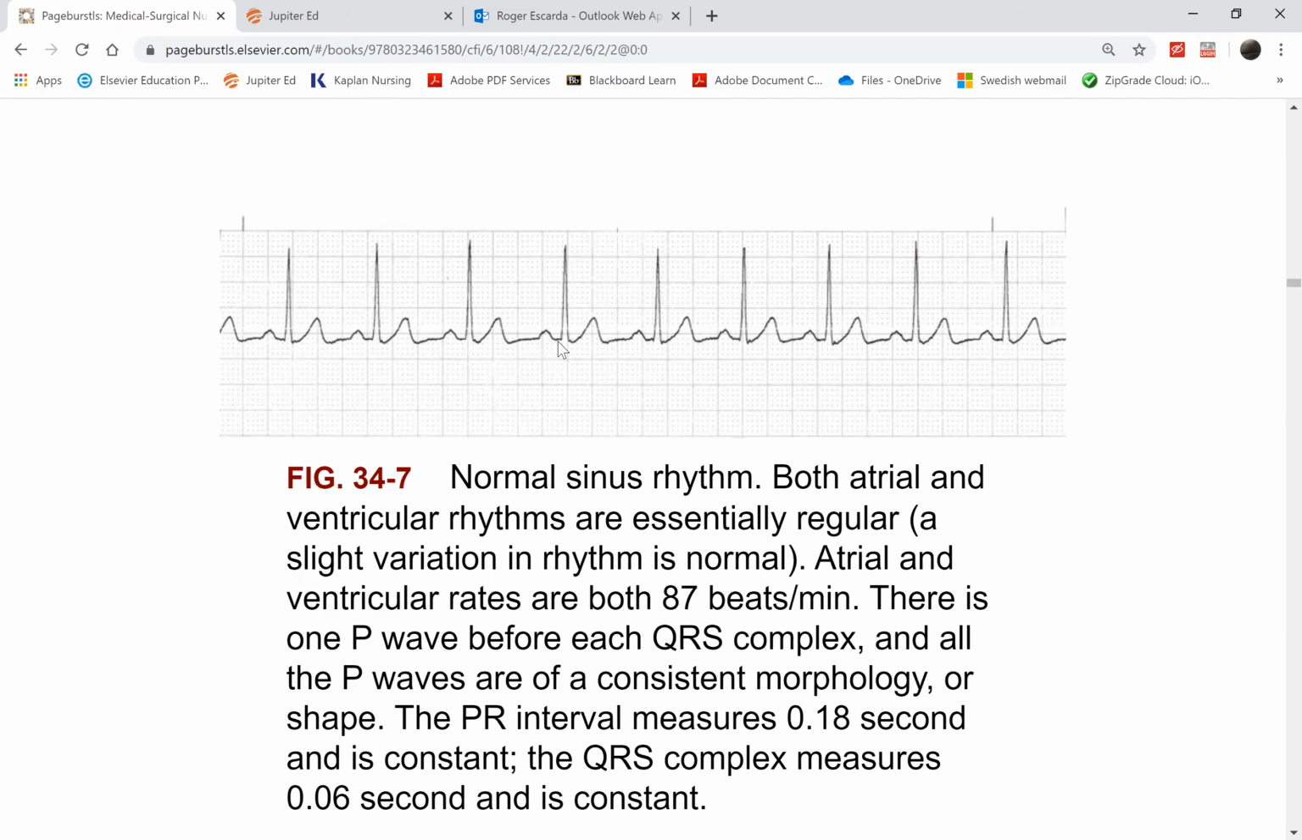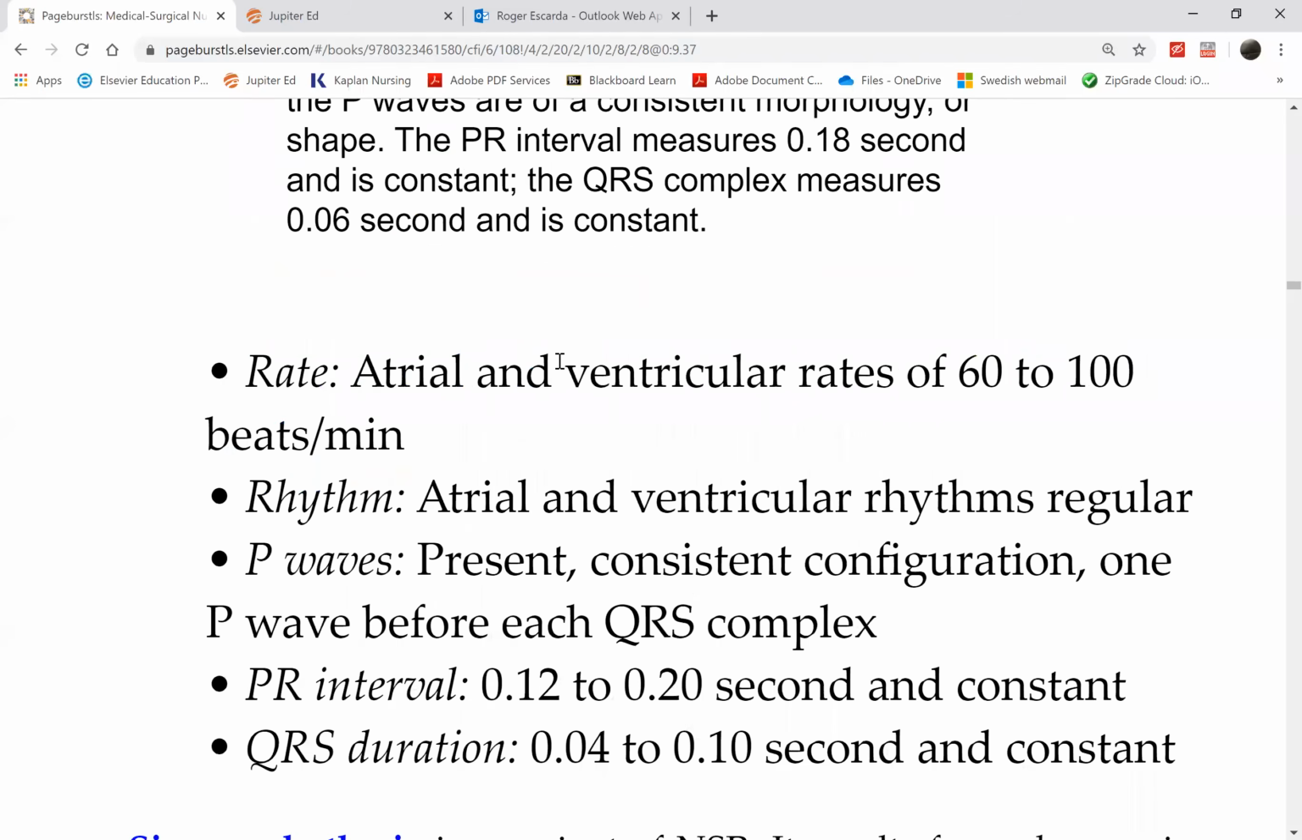It's 5 small blocks. So is it between 0.12 to 0.2 seconds? Yes, it is. So therefore, the PR interval is normal. So that checks out the third. We'll do the rate shortly. So I know the rhythm is regular, the P waves are present, they look normal, and the PR interval measures between 0.12 to 0.2 seconds, which is up to 5 small blocks.